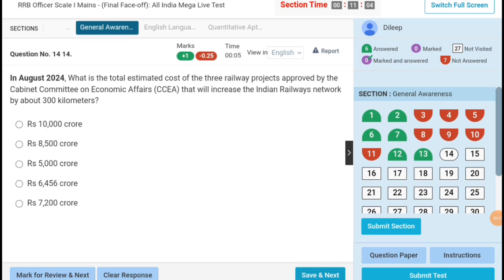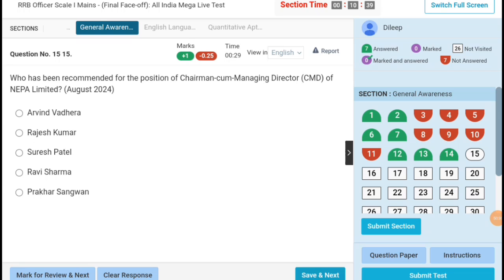300 kilometers railway network. 6,456 crore. What is the total estimated cost of railway projects approved by the Cabinet Committee on Economic Affairs that will increase the Indian railway network by about 300 kilometers? I think it is 7,264. I have doubt on this D. Who has been recommended as the chairman and managing director of NHPC?